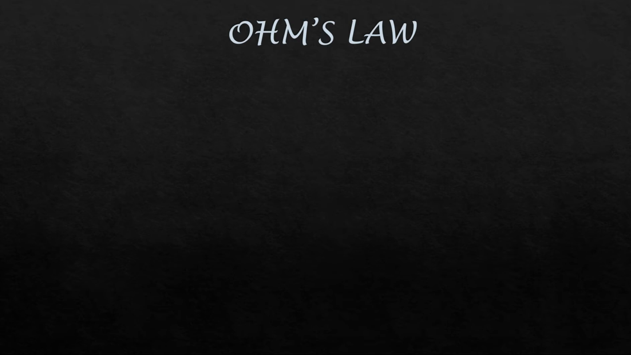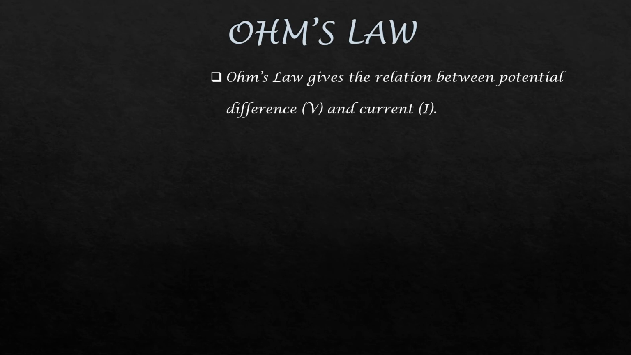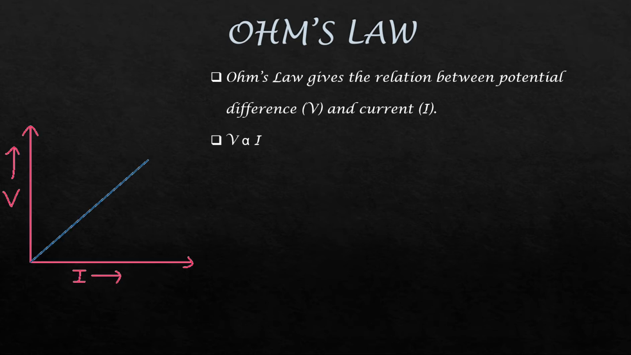Next, the relation between the electric current and the potential difference is given by Ohm's law. It says that V is directly proportional to I, that is, potential difference is directly proportional to current. If you plot a graph between potential difference versus current, you get a linear graph, which says that as V increases, I will also increase. So, as potential difference increases, current will also increase.